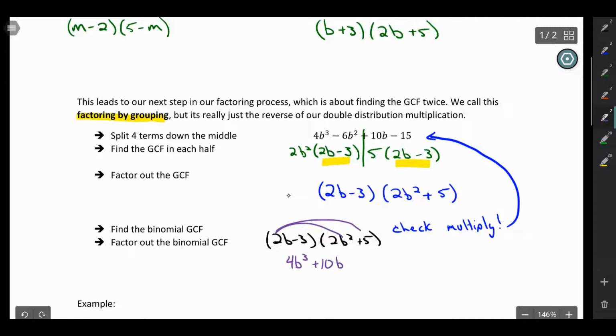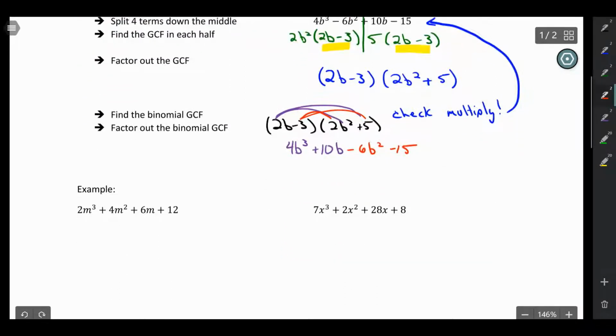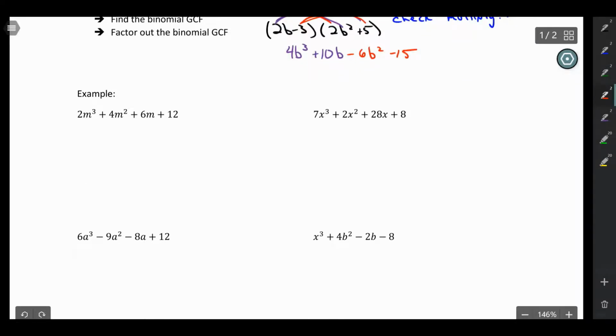Let's do the second part. That will give me negative 6b squared. And that will give me negative 15. Are those all the terms that we had in our first phrase? Well, 4b cubed, 4b cubed, 10b, 10b, negative 6b squared, negative 6b squared, negative 15, negative 15. So if we ever want to make sure that we factored it correctly, just reverse the factoring process by multiplying, and we can know whether or not we did it correctly, right? Checking your work is always a good idea.